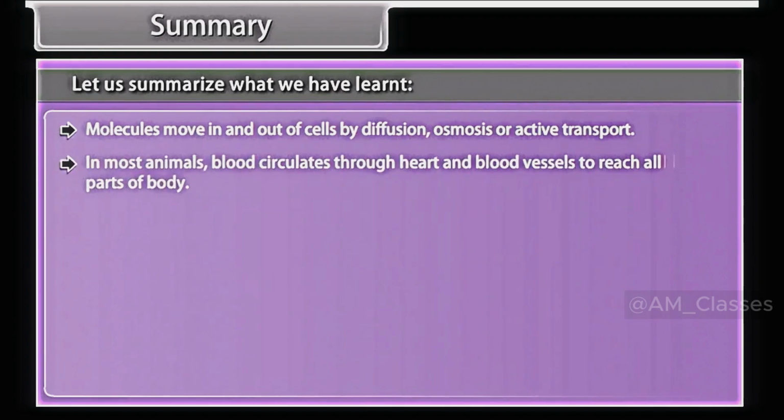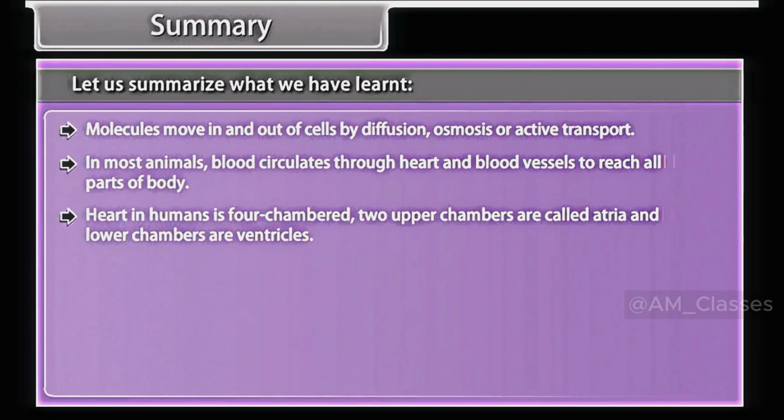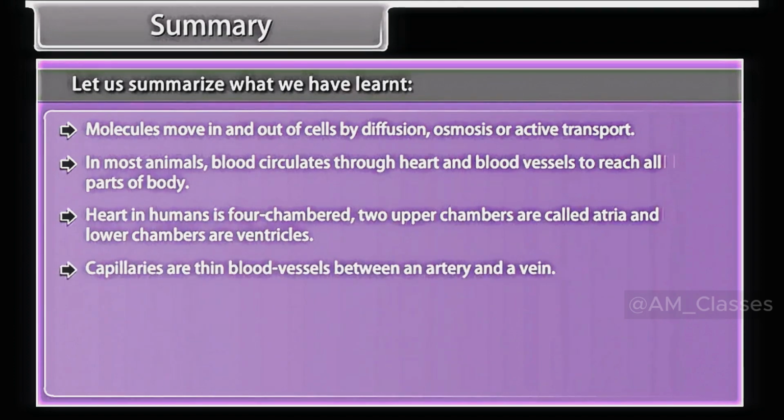In most animals, blood circulates through the heart and blood vessels to reach all parts of the body. A heart in humans is four-chambered. Two upper chambers are called atria, and lower chambers are ventricles. Capillaries are thin blood vessels between an artery and a vein.